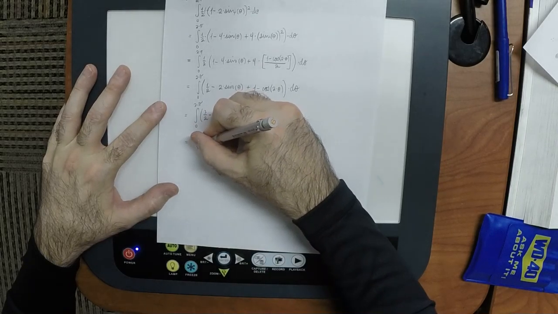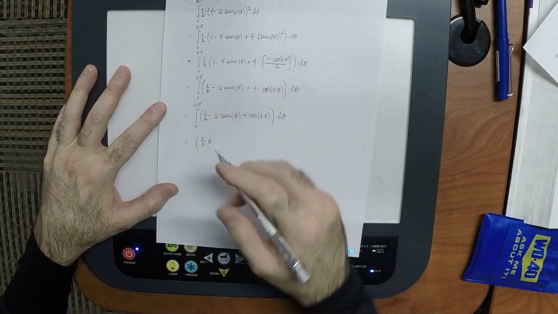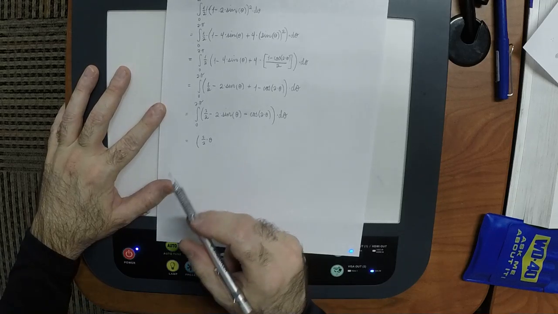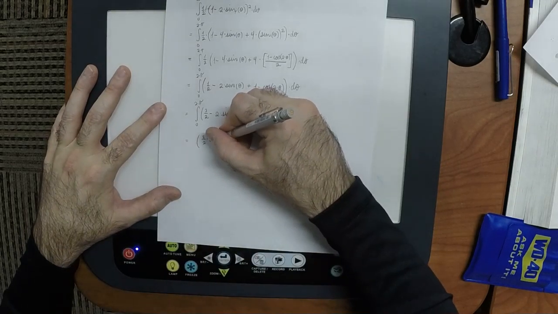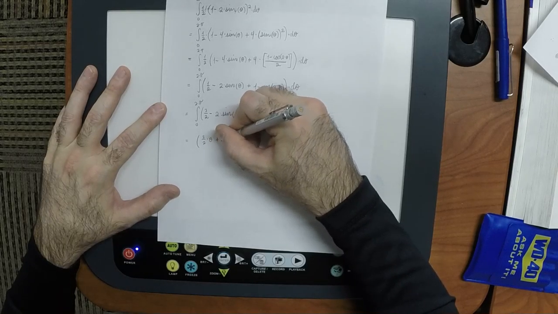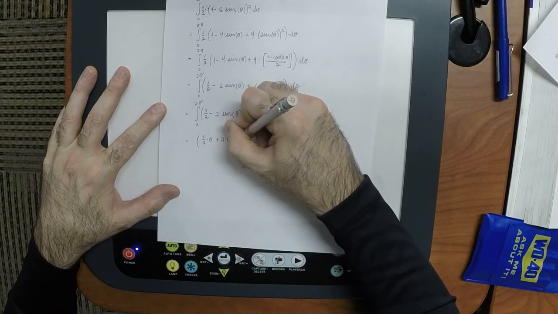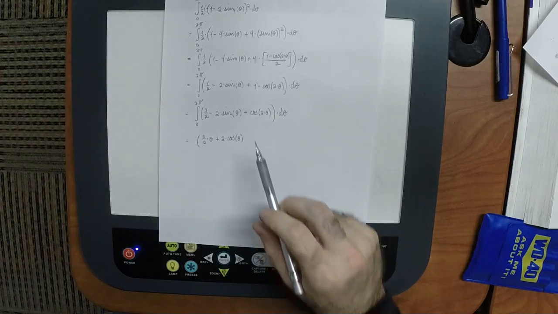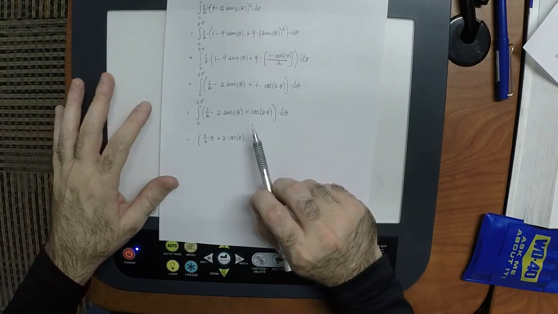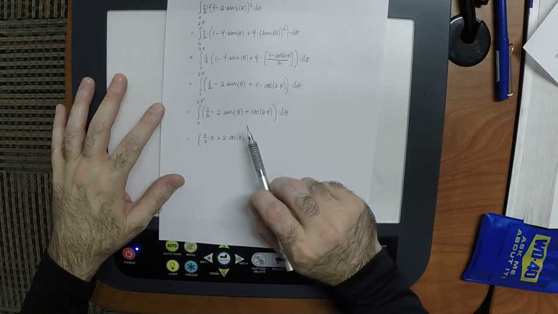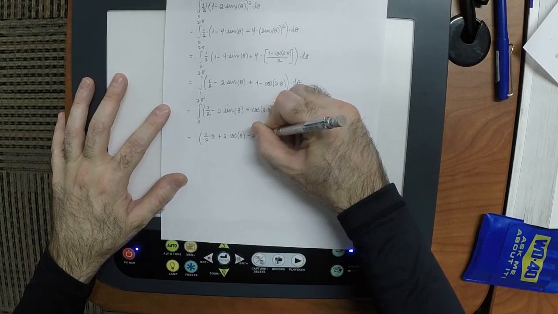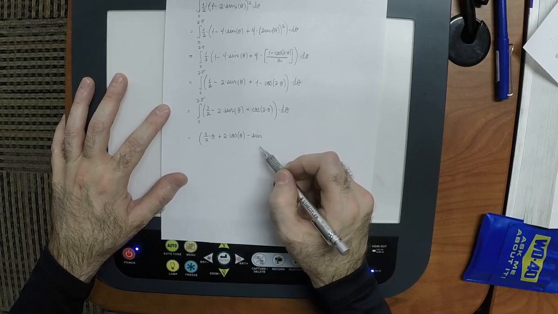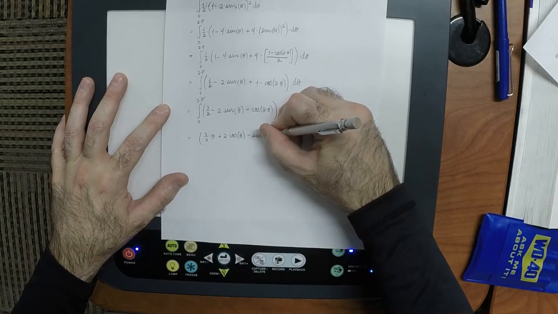3 halves theta. Okay, antiderivative of negative 2 sine theta? Positive 2 cosine theta. And then antiderivative of negative cosine twice theta? So, right, it would be negative sine. So whose derivative is cosine? Well, sine, right? And then we've got twice theta.